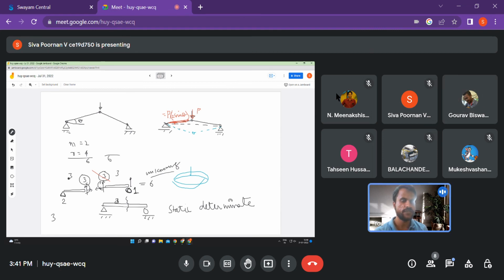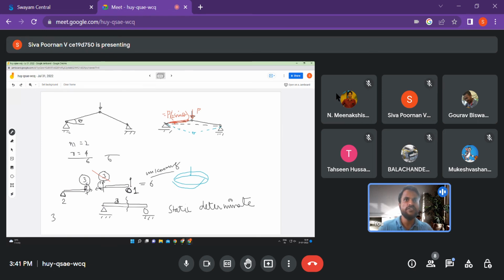Yes, left side you mean, right? We can proceed from any side. It won't matter, I guess, because in any side what we are going to have is that there are totally three equilibrium equations.